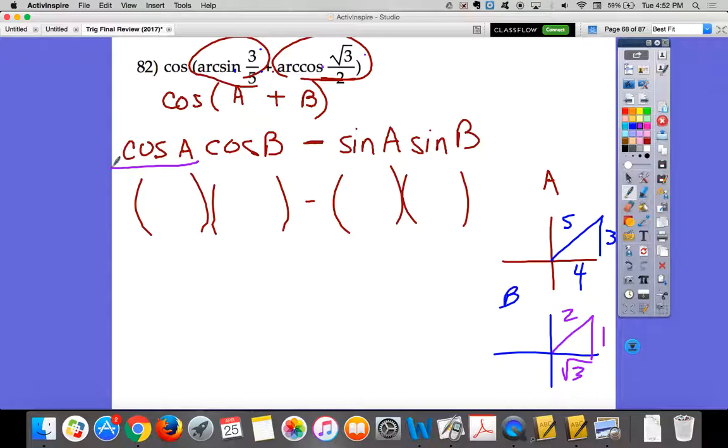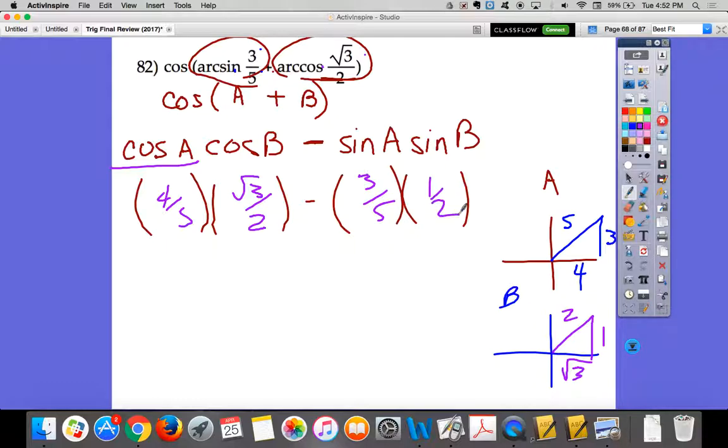We want to do cosine of the one we labeled A. Cosine of that one is 4/5. Then we need to do cosine of B. Okay, well that one's going to be square root of 3 over 2. And then come back and do sine of A. That's 3/5. And then we're going to do sine of B, which is 1/2.